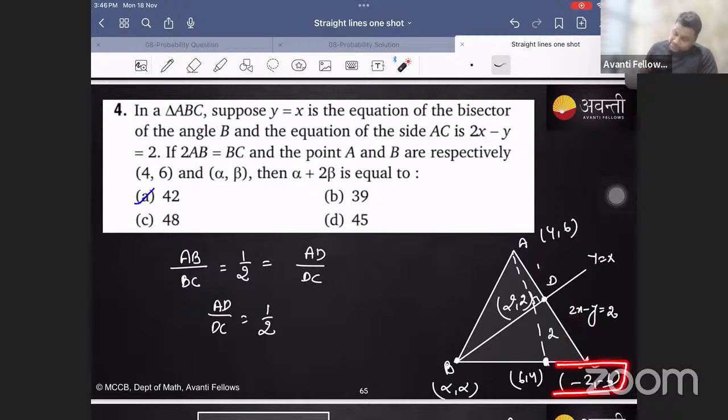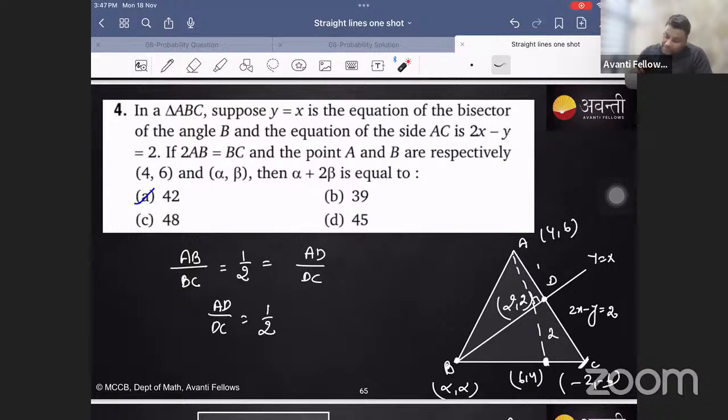This point is -2 comma -6. Now this point came, this line is given to you. Another property that I've used: the image of any vertex of the triangle in the angle bisector lies on the opposite side.